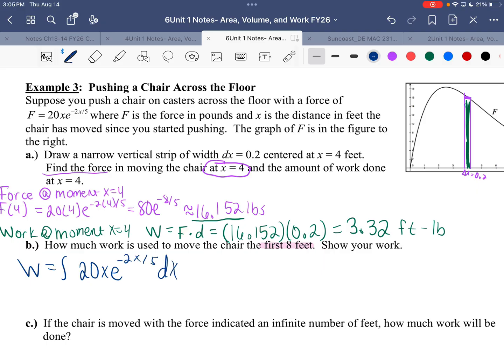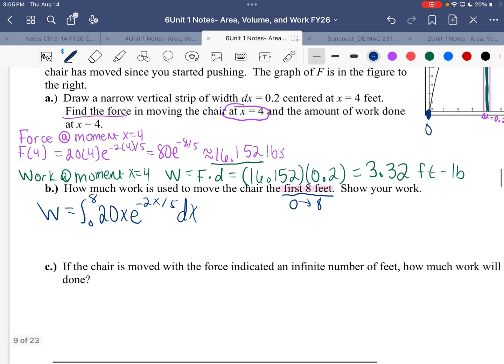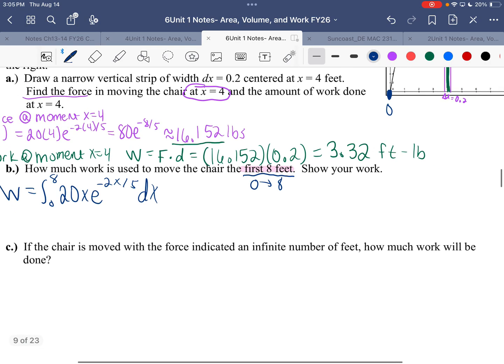What are the boundaries going to be for the first 8 feet? Jackson, what do you think? So where are we starting? 0 to 8. Uh-huh. So we're going 0 to 8. Phew. You just worded it like a trick question. Did I? Oh, I'm so sorry. I wasn't trying to make it a trick question.